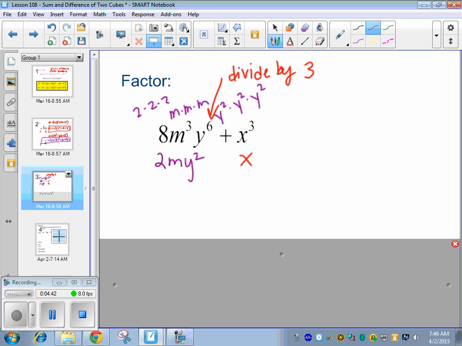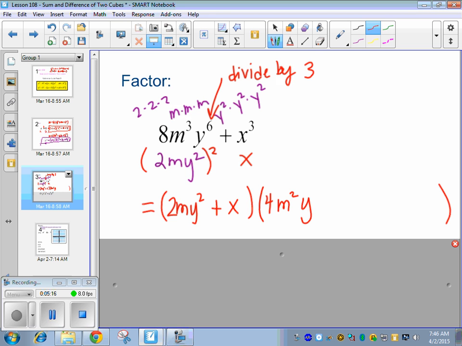Right? So I'm factoring. Factor tractor. What goes in the first set of parentheses? 2my squared plus x. Okay, we add those together. Now, be careful in the second set of parentheses because we are squaring the entire a term. So this is a squared, right? When you square this entire thing, what do I get for this? 4. What do I get for this? M squared. What do I get for this? Y to the 4th.